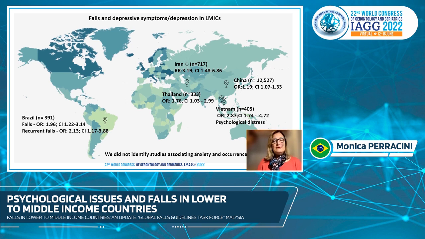And in Brazil, a population-based study of community-dwelling older adults found that those with a positive screening for depression, measured by the Geriatric Depression Scale, had twice the odds of reporting a recurrent fall in the previous year compared to those with a negative screening.